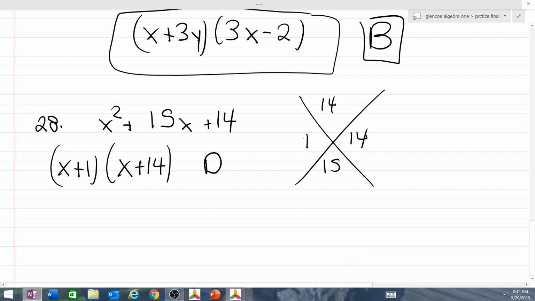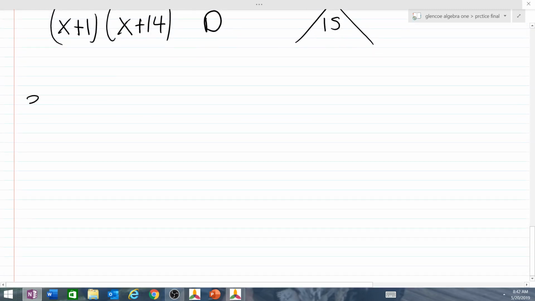Anybody need anything else on page 4? I'm sorry. Page 5, 30, 31, 32. 30. Is this helpful, guys? Okay. 3t squared plus 10t plus 8.